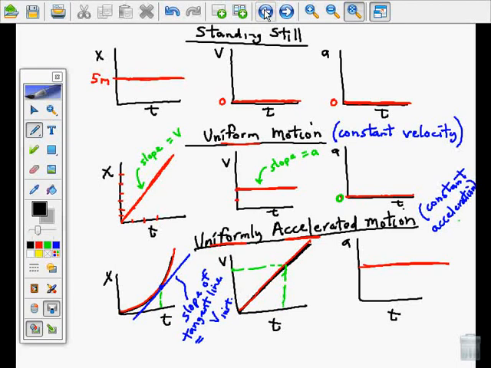So if you calculate this area, like let's say right in here, that area equals the total displacement so far. So whatever that area is, it would be the value right over here, what the total displacement is at that time.